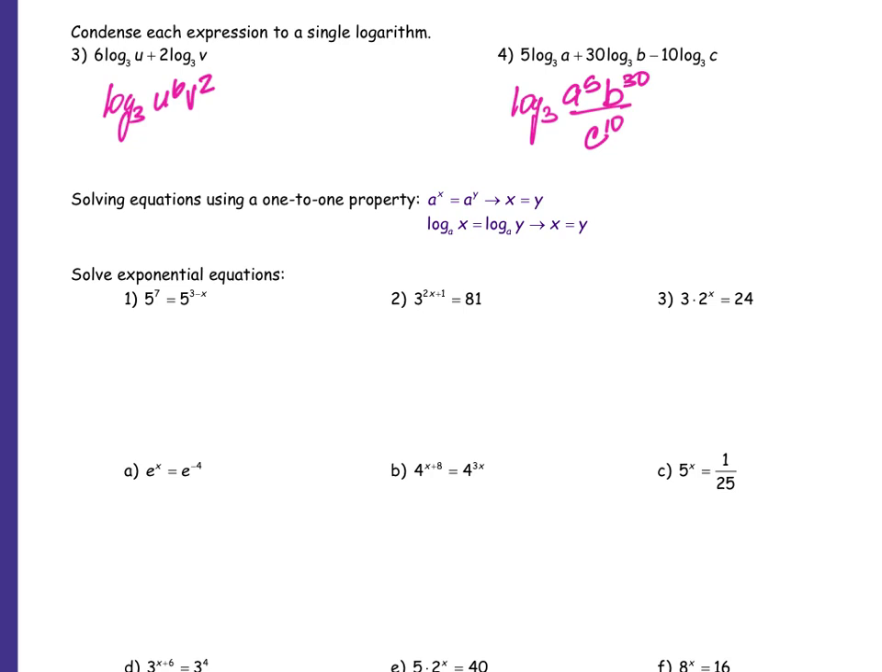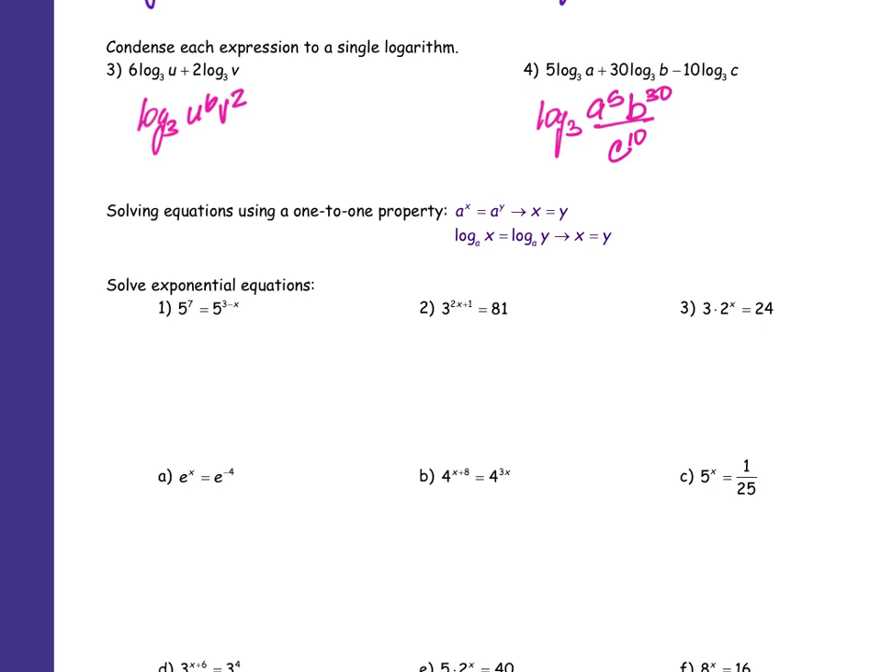And it says, using the one-to-one property, what it means is if I have 2 exponents, so I have a to the x equals a to the y, the bases are the same. Notice that they're both a's. Then in order for them to be equal, the exponents have to be equal. So as long as the bases are the same, x has to equal y. That's what it's saying. So if the bases aren't the same, I have to try and change the bases so they are the same. Okay?